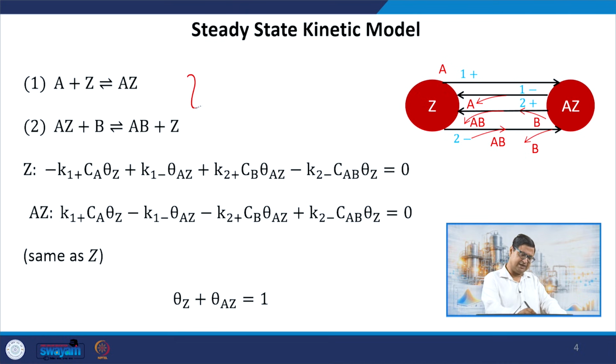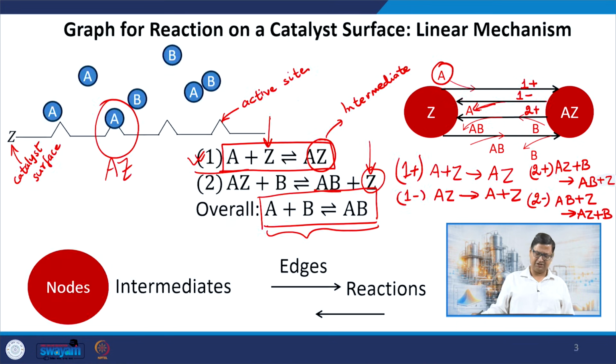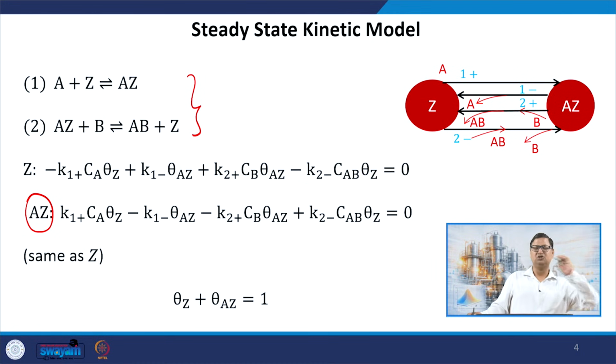am again looking at the two reactions and I see that at a steady state, the net production of Z, the net production of active sites, is going to be 0, and similarly the net production of the intermediates is also going to be 0 at a steady state, because in the end the final reaction does not contain Z or AZ. So the net production of both of them is going to be 0. And now we have 4 reactions. So therefore we have essentially 4 rates.